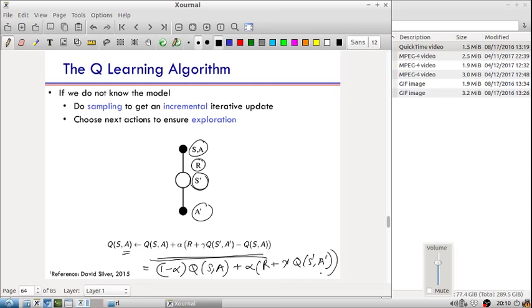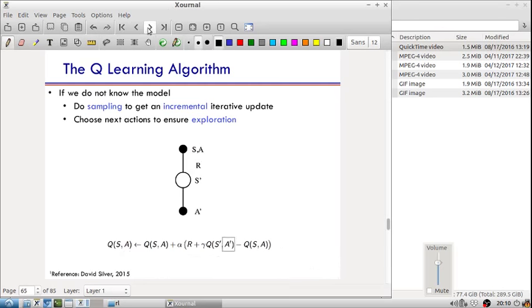Okay, but I haven't told you how to take the actions yet, and I don't know if I have a slide for that. I should. Yeah, now I'm going to discuss how to take the action as well as what is this a prime. A prime is like in the next state, what is the action that I'm supposed to take, right?